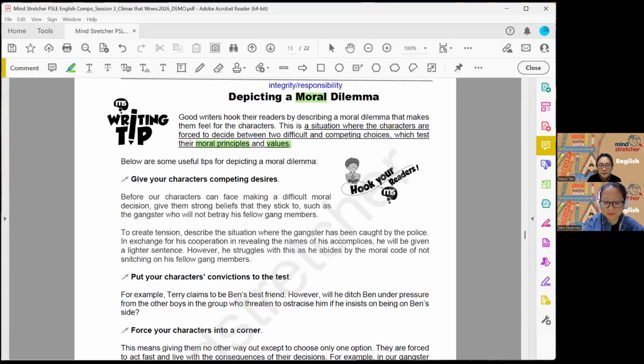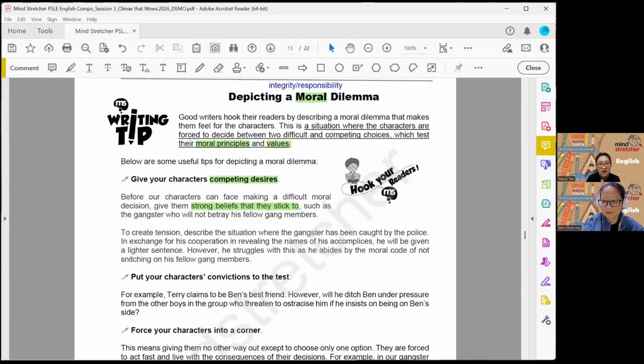So firstly, you need to make sure that your characters have competing desires. That means there are two things they want. They want to be honest, and yet they want to be a good friend. So there must be two things they want, and these must be both strong beliefs that they stick to. Letting go of either is painful.